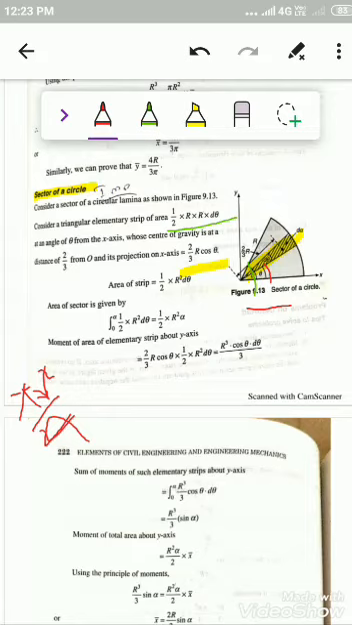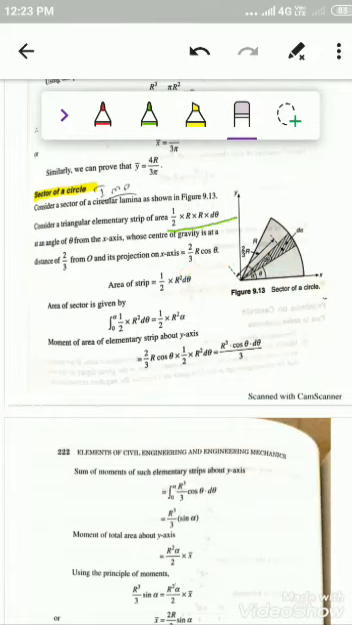Therefore what you have to do here is consider the area of the elementary strip. This is the base and this is the height of this elementary strip. Therefore the area of the elementary strip is half into base, which is the radius, half into r into this distance, which is r d theta. So you have to consider r into d theta here. This is the area of the elementary strip.